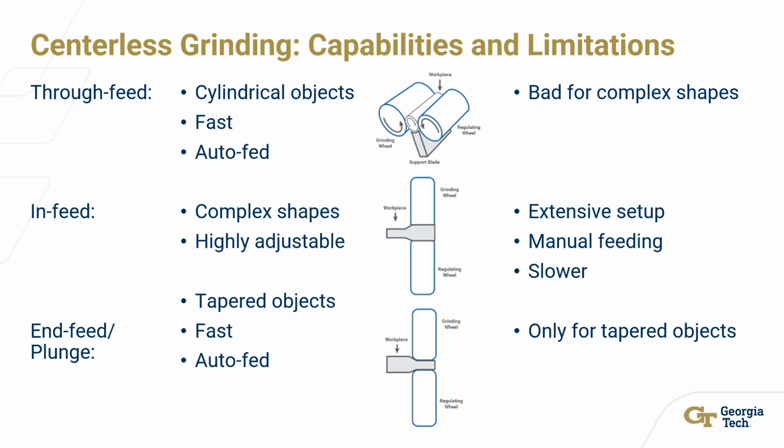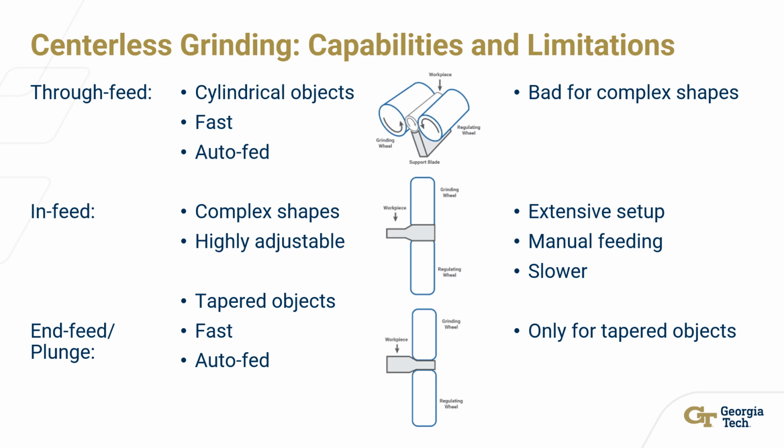Through-feed grinding is very fast because the pieces are auto-fed through the wheels without being manually pushed. It is good for grinding cylindrical objects, but bad for complex shapes. In-feed centerless grinding is highly adjustable and good for complex shapes. However, the grinding wheel must be set up for the shape and size of each individual piece, and each piece must be fed in manually. This makes it not recommended for mass production because it is much slower than other grinding processes.